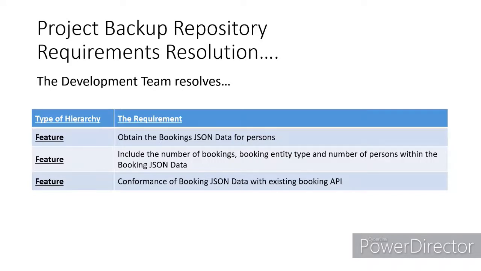The first feature is obtain the bookings JSON data for persons. The next feature is include the number of bookings, booking entity type, and number of persons within the booking JSON data. The other feature is conformance of booking JSON data with existing booking API.